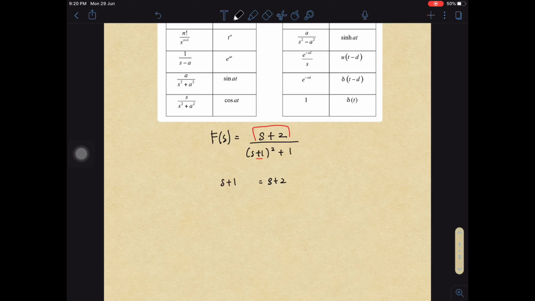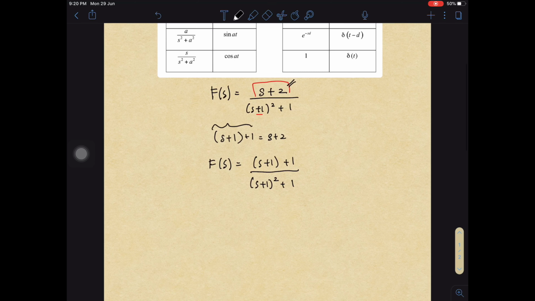Okay, so how can you make your s plus 1 become s plus 2? Your s plus 1 must be added with another 1, so that you will have s plus 2 when you open the bracket. It means that your s plus 2 in the numerator here can also be written in the form like this. So if I rewrite, I will have F(s) equals ((s plus 1) plus 1) over ((s plus 1) square plus 1).